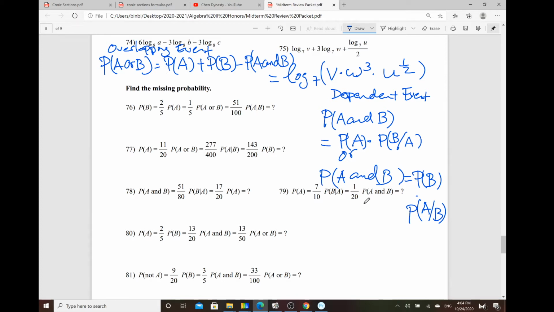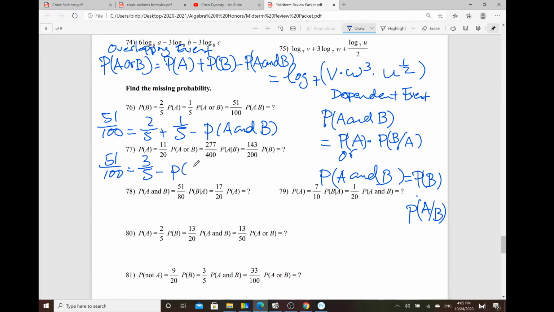Okay, so we need to find out what probability of A and B is first. So probability of A or B, that's 51 over 100. So that equals probability of A plus probability of B minus the probability of A and B. So 2/5 plus 1/5 minus the probability of A and B. Once we get that probability of A and B, we can put it into the dependent event probability. Okay, so this one combined, we do have 3/5. So 51 over 100 equals 3/5 minus the probability of A and B.